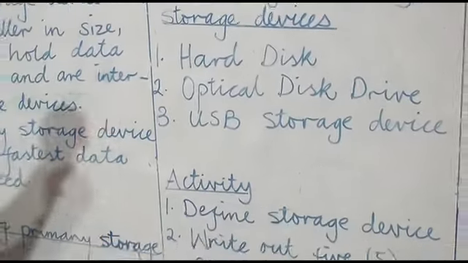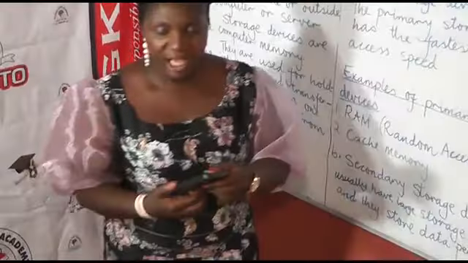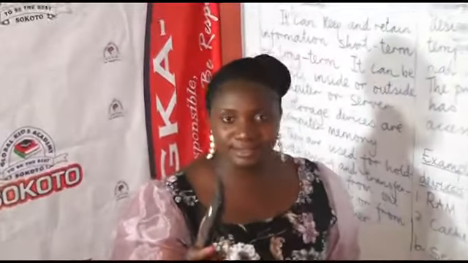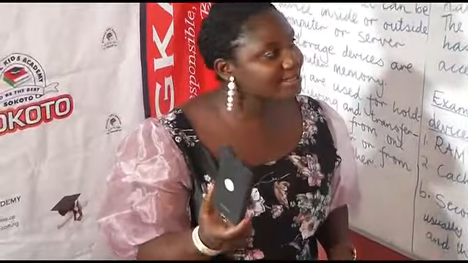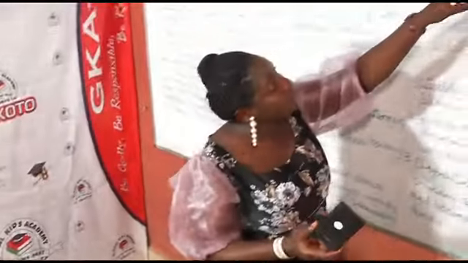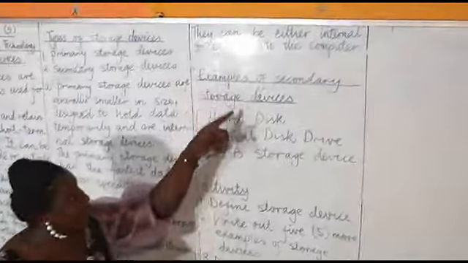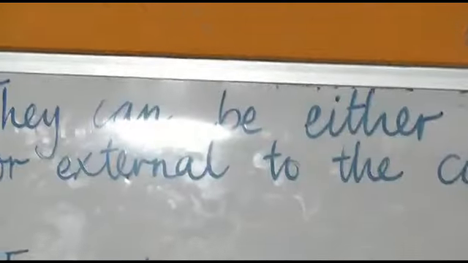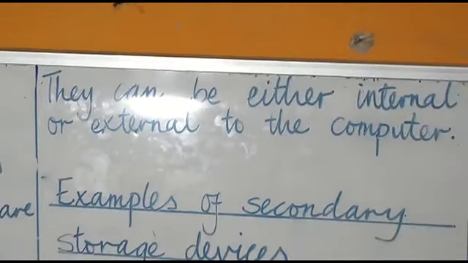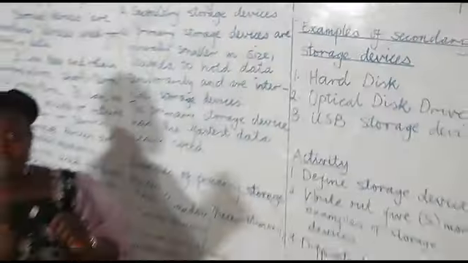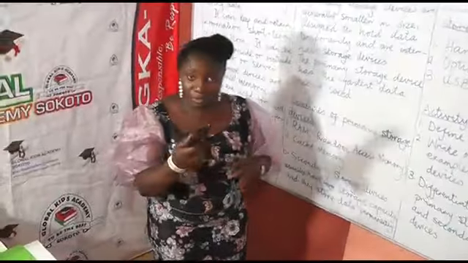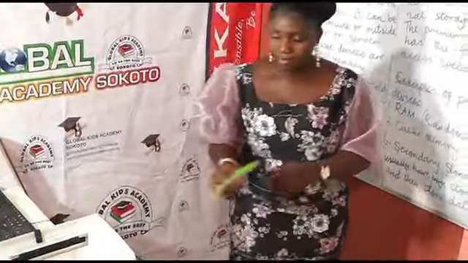Now, we're going to look at this. Have you seen this before? This is a hard disk, but it is an external hard disk. Remember I told you that they can be either internal or external to the computer. So for this, it's a hard disk, but it is an external hard disk. Look at it very well. It's an external hard disk.